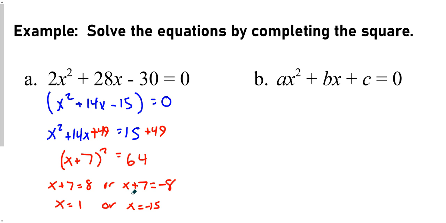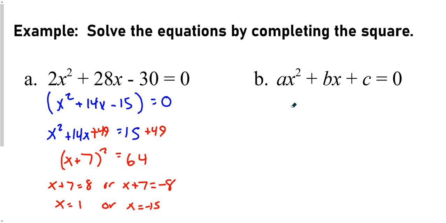All right, now let's try it on this one. Okay, notice the a, b, and c are numbers, I mean, variables, right? And so here's the thing. A, B, and C can be any number. Decimals, fractions, whole numbers, positive, negative.